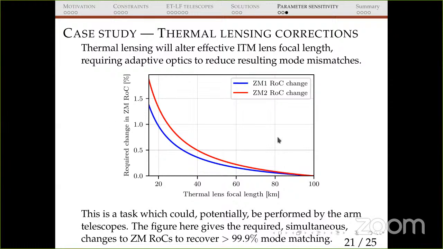I should note here that this is an initial analysis, and further investigations of the actual actuation strategy for the telescope mirrors would be required to see the other types of mode mismatch that you could correct.